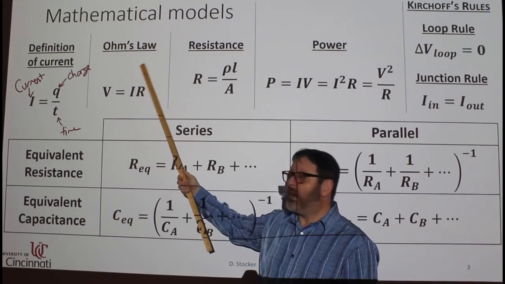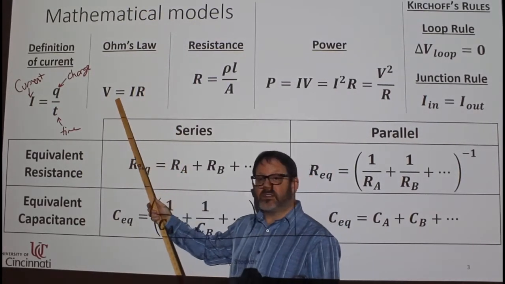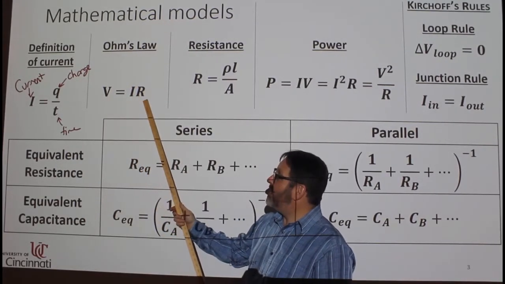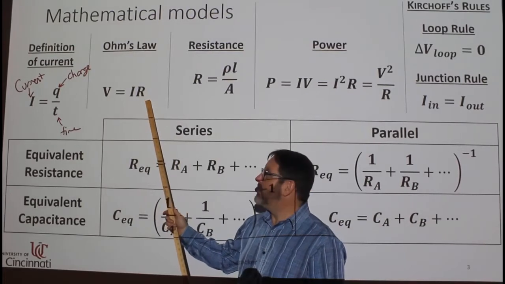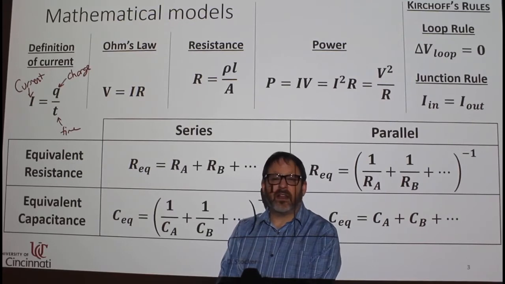Next we have Ohm's law. Ohm's law says that the voltage across a component in a circuit is equal to the current flowing through that component times the resistance of that component. So V equals IR. Ohm's law is a bit like Hooke's law.